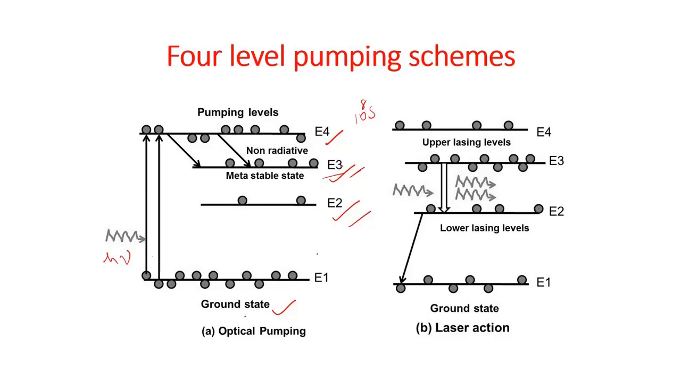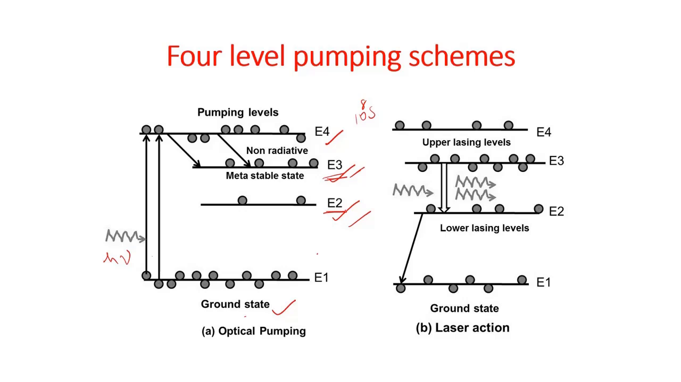The level E2 is well above the ground level, that is, E2 minus E1 is greater than kT. Therefore, at normal temperature, atoms cannot jump to the level E2 from E1 on the strength of thermal energy. As a result, the level E2 is virtually empty. Therefore, population inversion is achieved between E3 and E2.